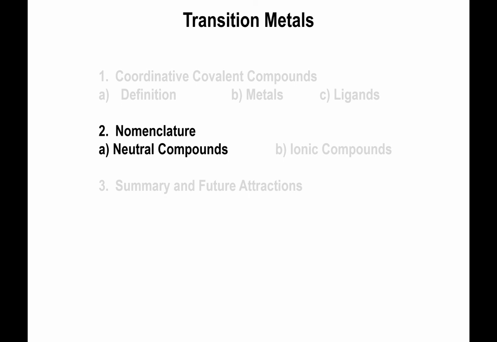Okay, so we're going to start the process of naming complex molecules involving transition metals and ligands. And we're going to start with the compounds that are neutral overall. That's not to say that there won't be charges that we'll be looking for. In fact, there will be charges to pay attention to. But the whole molecule together is neutral.